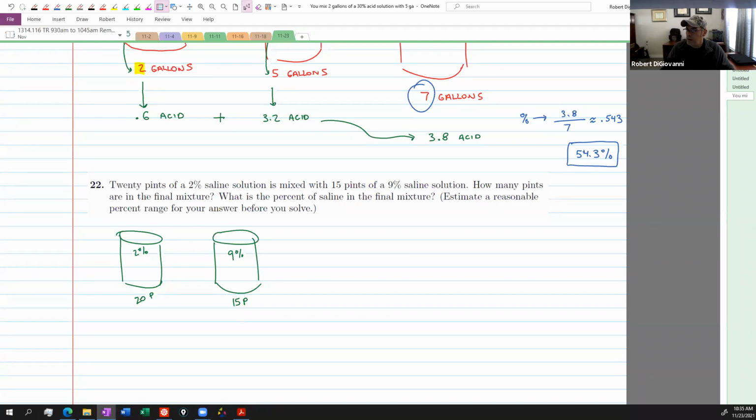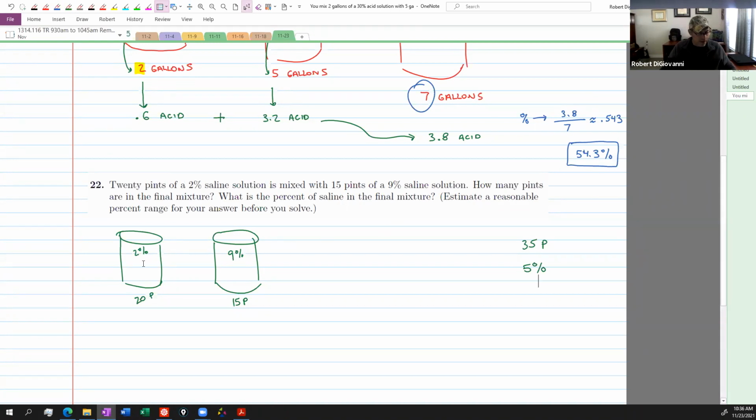Choice 1 was if you got 35 pints at 5% concentration. We have a lot of people agreeing. We have a few people that got something else. So let me just work through it real quick.